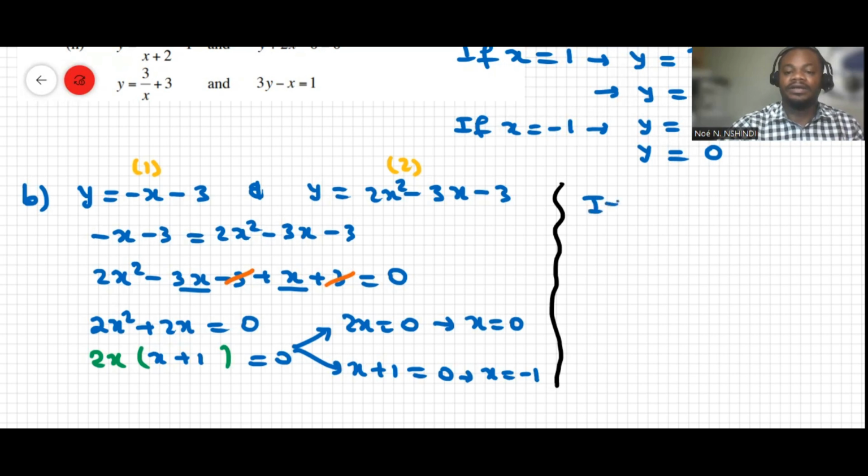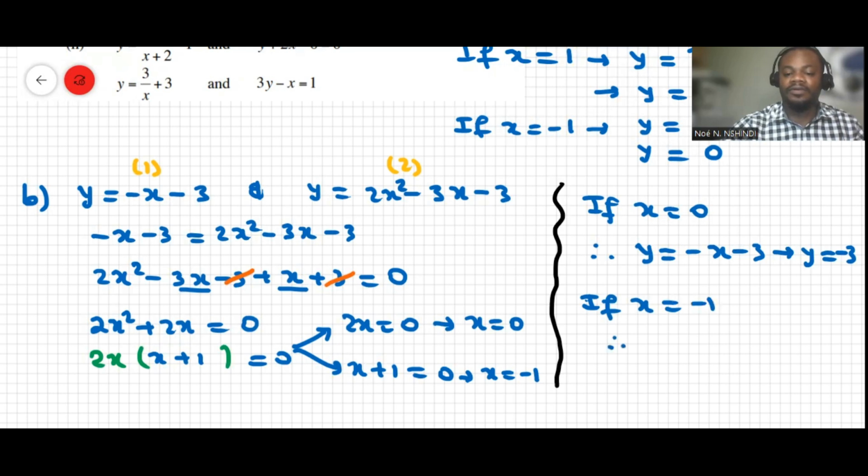So if x equals 0, we can use equation 1, for instance, which is simpler to calculate. Y, which is equal to -x minus 3, will be y equal to -3. And then if x equals -1, y, which was -x minus 3, we sub in -1, that's going to be +1 minus 3, which is -2. Okay, that was B.